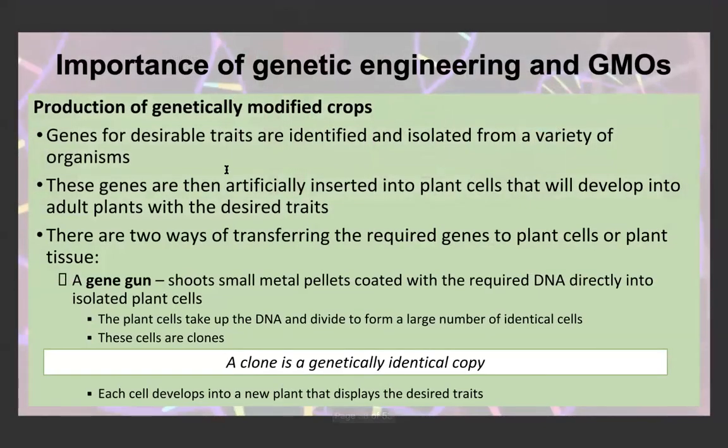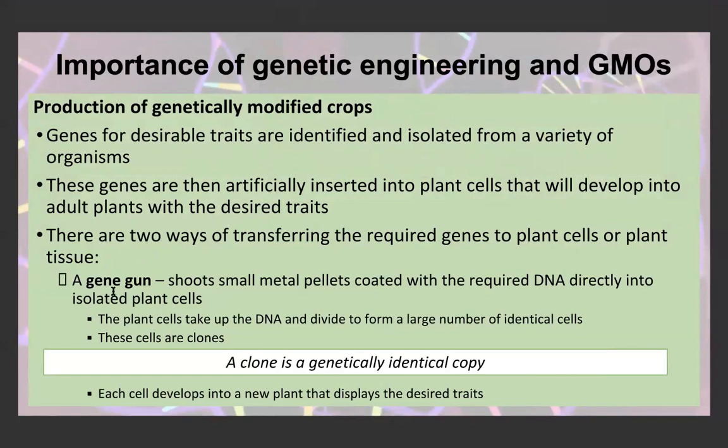We also can use genetic engineering to produce genetically modified crops. So genes for desirable traits are identified and they're isolated from a whole lot of different organisms. They're then artificially inserted into the plant cells, which will develop into the adult plant with the desirable traits. There are two ways of transferring the required genes to the plant cells or to the plant tissue.